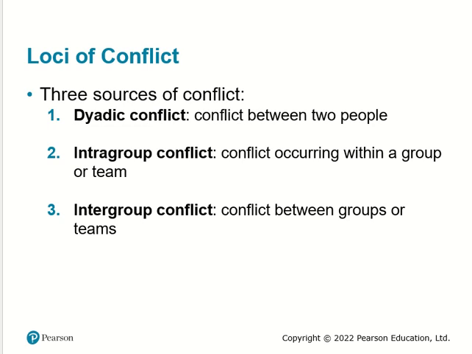Other than identifying the types of conflict, there is another way to understand conflict, and what we want to consider is its locus, or the framework within which the conflict may occur. There are three basic types: dyadic conflict, which refers to conflict between two people; intragroup conflict, which occurs within a group or team; and intergroup conflict, which happens between groups or teams.